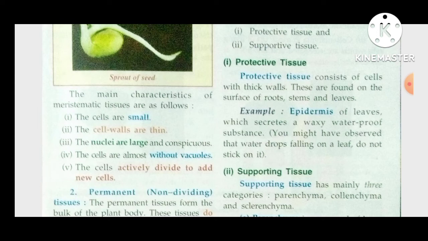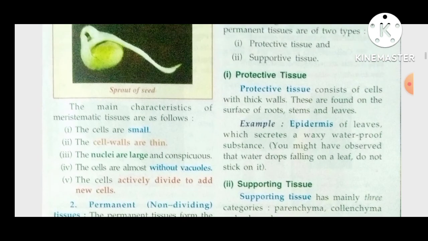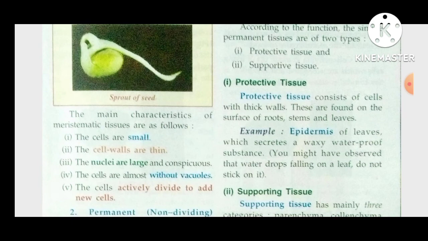You might have observed that water drops falling on a leaf do not stick to it. This is because the epidermis of a leaf secretes a waxy waterproof substance. When it rains, you will see that water drops fall from the leaves and do not stick to them. That is known as protective tissue.